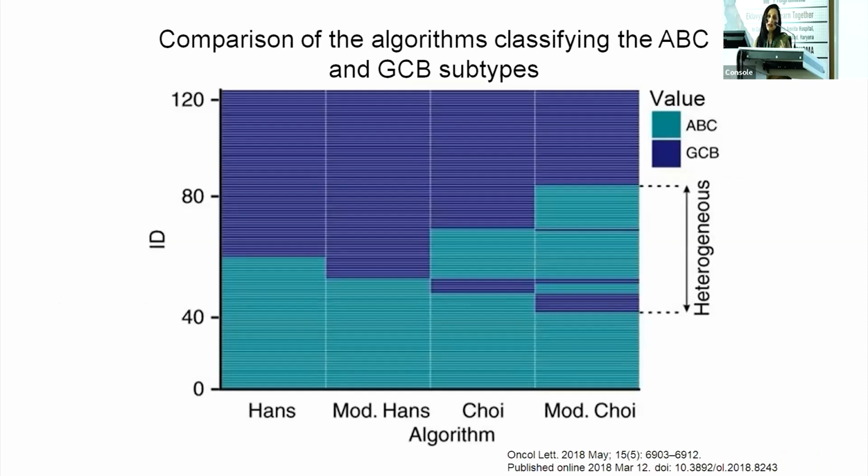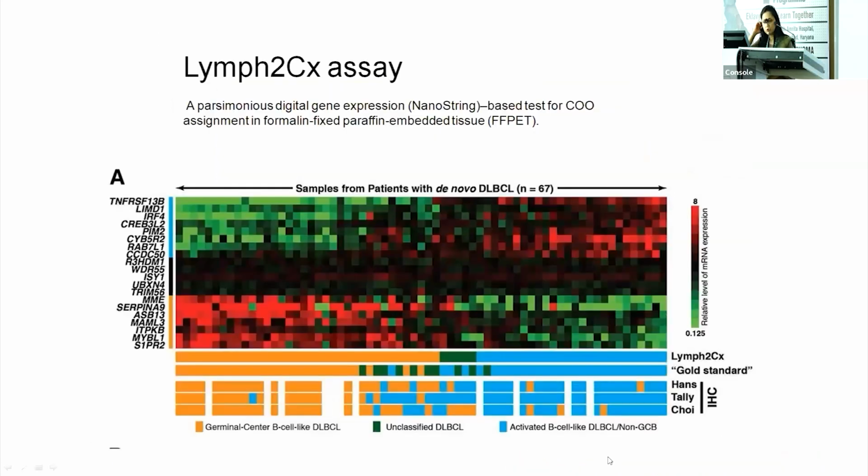And not only the Hans classification, the IHC, but there are also many other classifications based on IHC, like the modified Hans or the Choi. All of them are able to classify, but there still remains a heterogeneous group which does not match in all of them. So as I told you, this is how the gene expression profiling looks like.